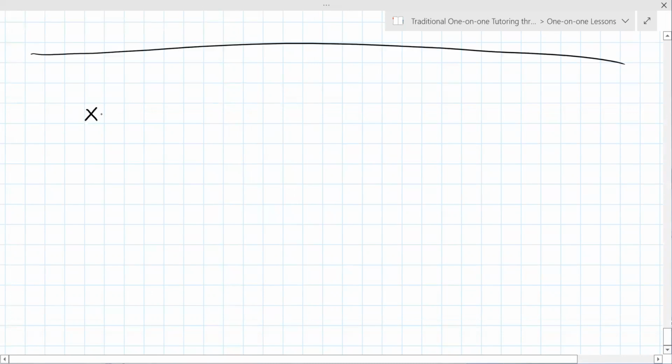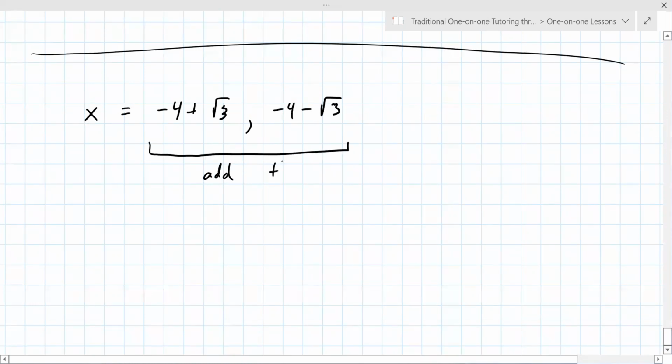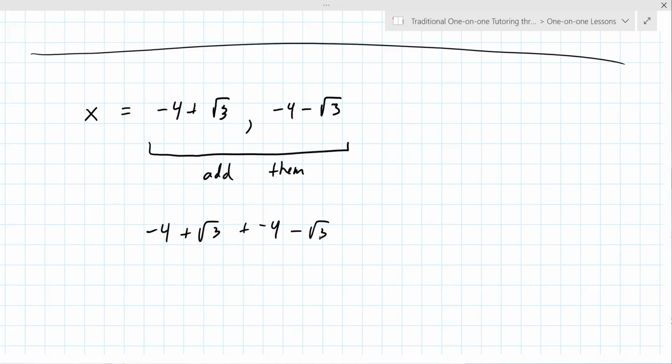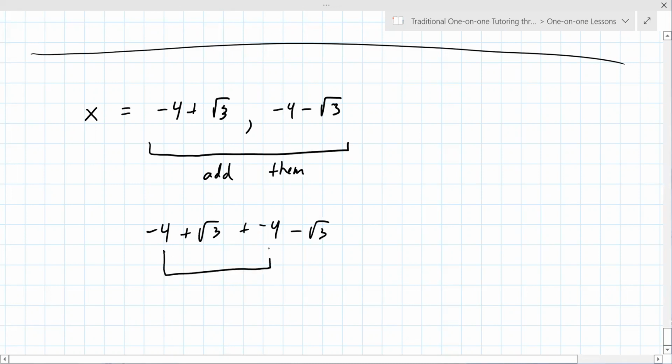Okay, so last kind of thought here, in the short time we've got left: let's just say you solve using the quadratic equation and you got the following. You got -4 plus square root of 3 and -4 minus the square root of 3. I want you to add the solutions together. So it's -4 plus square root of 3 plus -4 minus square root of 3. What do these add up to? Or maybe a better question is, what cancels? The -4. These two right here? Yes.